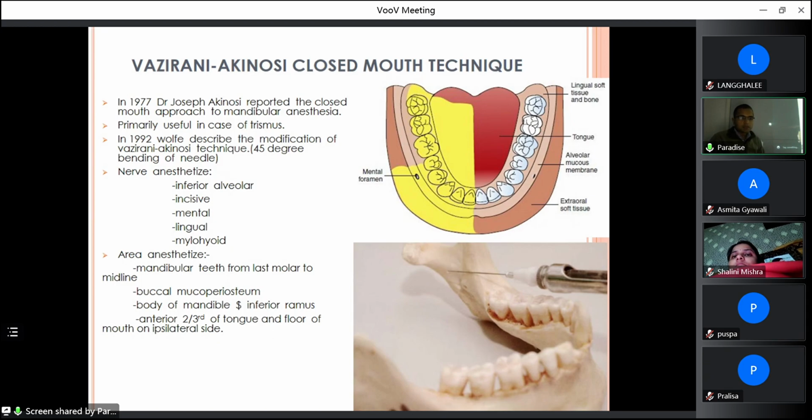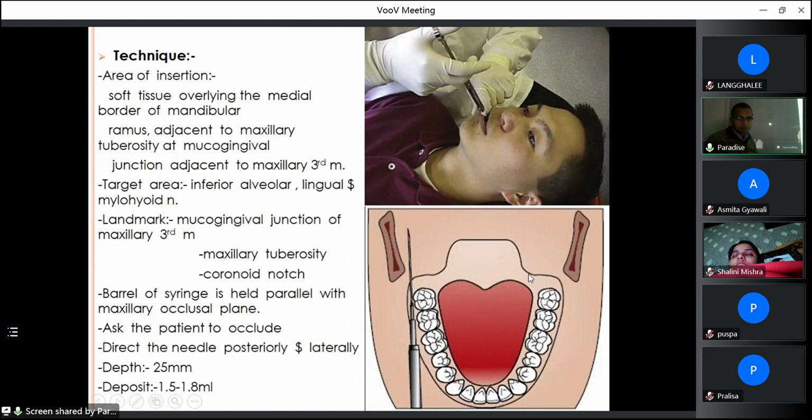Areas of anesthesia are mandibular teeth from last molar to midline, buccal mucoperiosteum, body of mandible, and inferior ramus, anterior two-thirds of tongue, and floor of mouth on the ipsilateral side. So in this technique, what happens? If the patient cannot open the mouth, you have to approach the needle through the buccal vestibule, and your syringe should be parallel to the occlusal plane, and you have to hit the neck of the condyle.